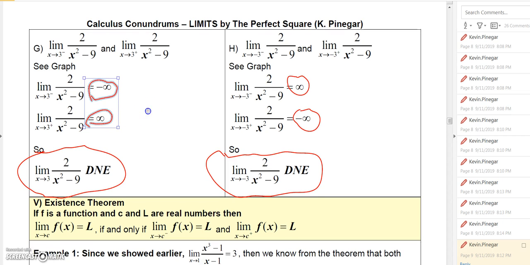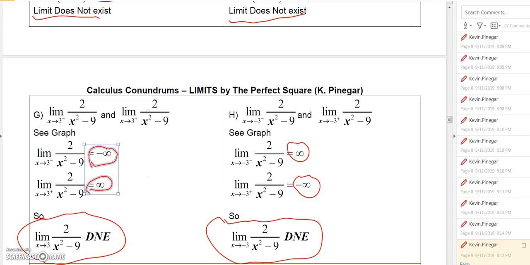Okay. Now that's all I'm going to talk about on here, but I'm going to continue talking about one-sided limits. But I want to introduce the existence theorem in the next video.